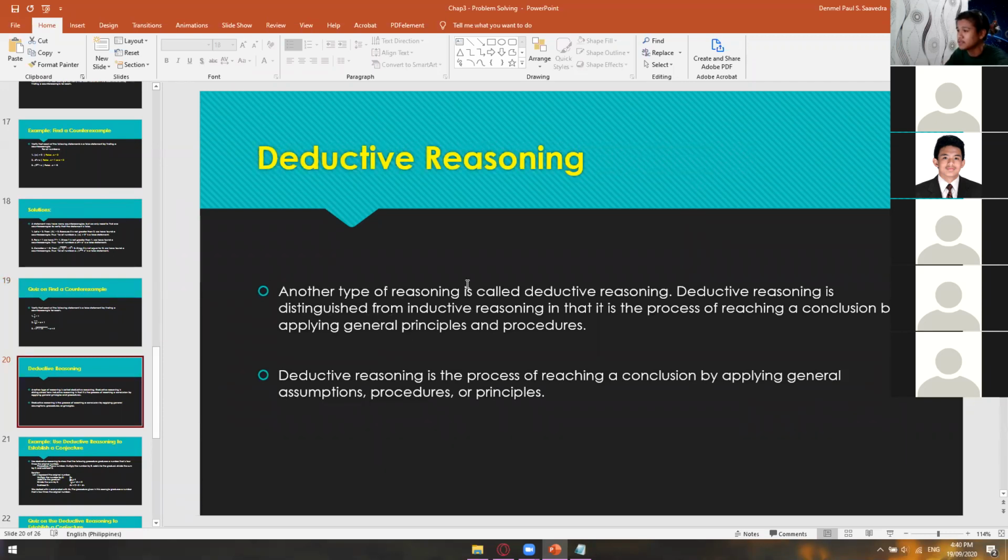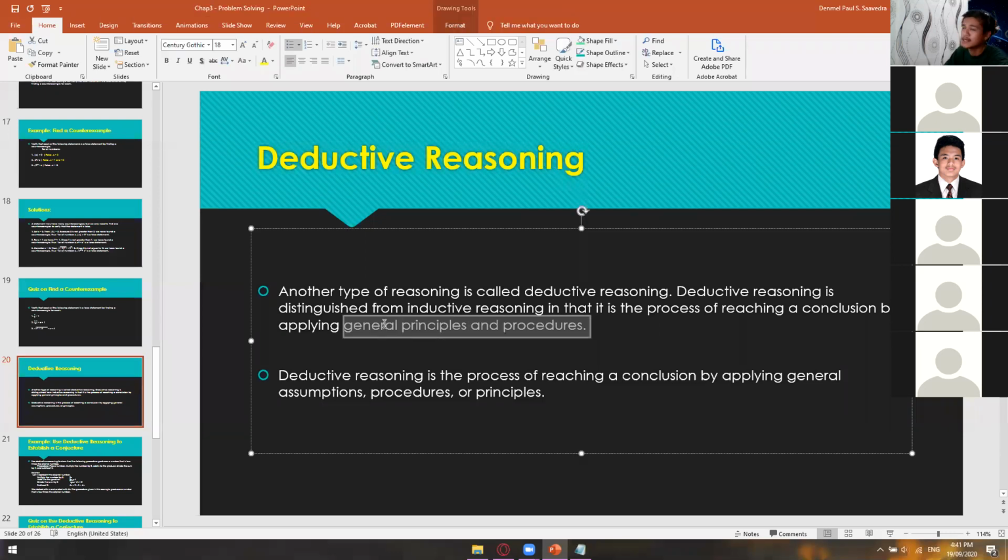Let's move on to the next one, which is deductive reasoning. This one is another type of reasoning. Deductive reasoning is distinguished from inductive reasoning in that it is the process of reaching a conclusion by applying general principles and procedures. Basically, it's the same as inductive, where the concept of deductive actually comes from. But here, after you reach the conclusion, you apply principles or procedures. In other words, deductive reasoning is a process of reaching a conclusion by applying general assumptions, procedures, or principles. You will simplify something using a variable.